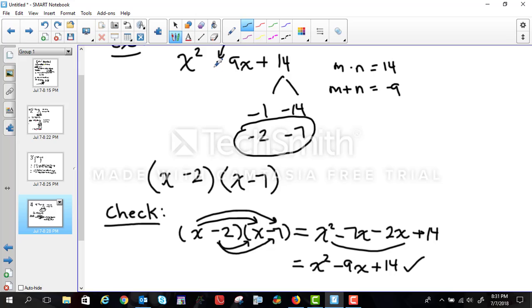So that is how you factor basic quadratics. I'm going to stop the video there and get you to practice that.